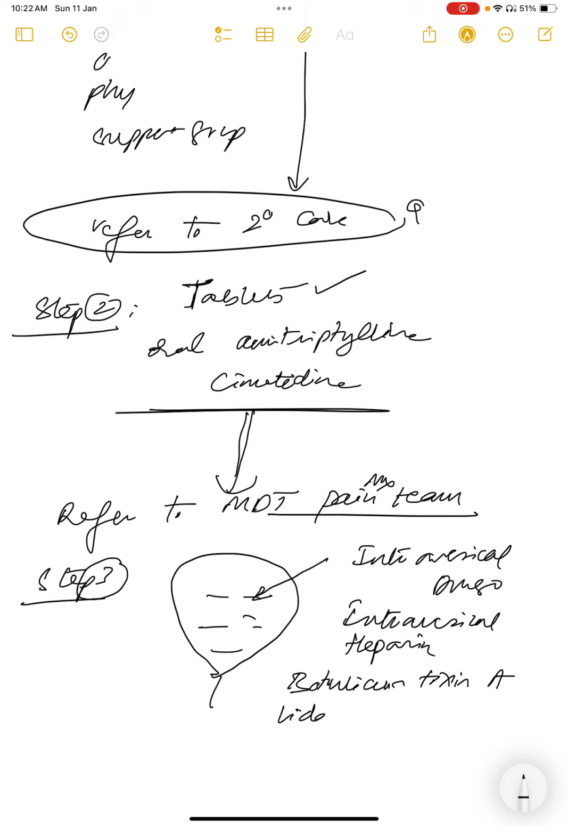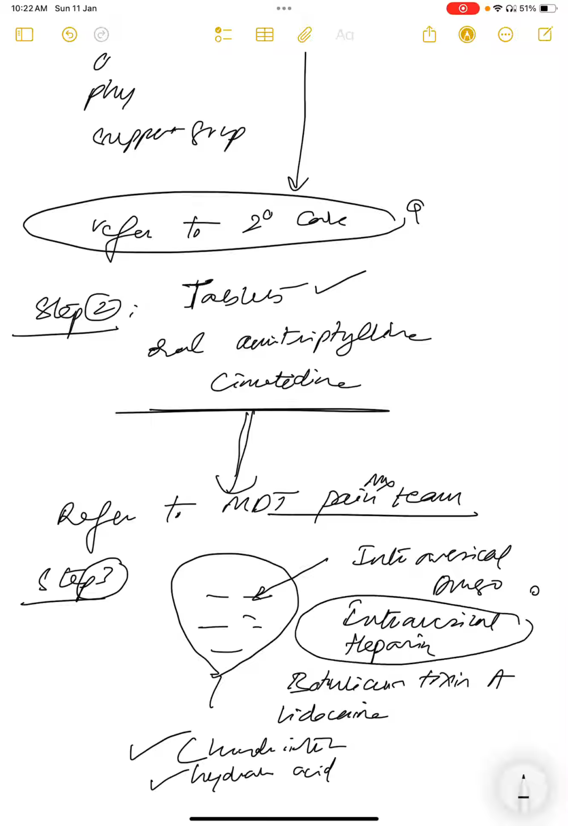Next, lidocaine, chondroitin sulfate, and hyaluronic acid. You can give those. And the question is about intravesical heparin: generally, if a pregnant lady has bladder pain syndrome, then you'll go for intravesical heparin. This is the question.